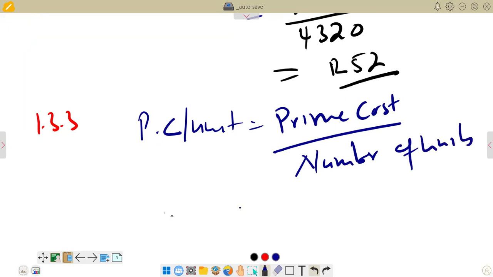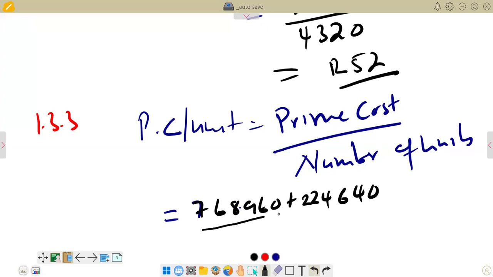So prime cost, remember, to get prime cost, we add the direct material plus direct labor. So those are the figures that we have, whereby we are having 768,960. And then we add our 484,640 to get the total for prime cost. And then the answer that we are going to get there, we divide by the total number of units, which is 4,320. So let's try to calculate it as such.